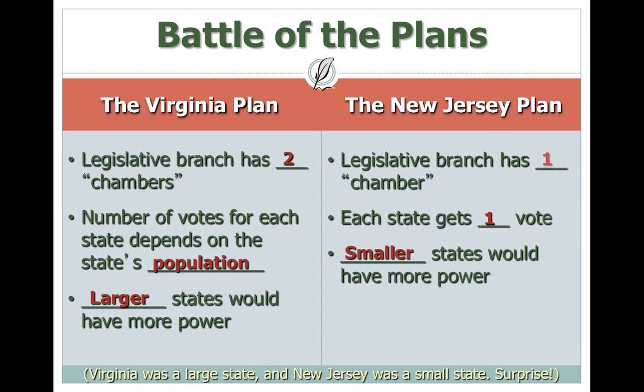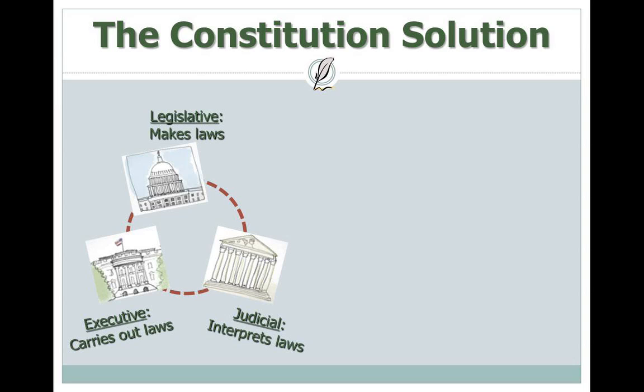And that way smaller states would have, well, I don't know if it was more power, but equal power. And that means that the individuals in that state had more power than those in larger states in population, people who live there. So, of course, Virginia was a big state and New Jersey was a small state, so it's no surprise that that's how it was. Now, the compromise to that plan was called the Great Compromise, and it was created by Connecticut.